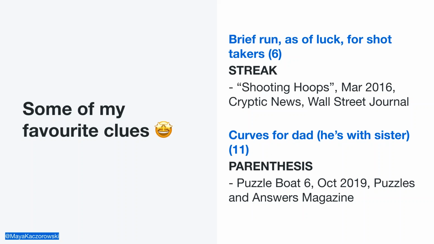The first one here, brief run as of luck for shot takers. This puzzle didn't give the length of the word as there was other wordplay going on, but I'll just tell you it's 6 letters. For shot tells you that the word is shot, that is you scramble the word takers. And you get the word streak, which means both brief run, you know, like in your underwear, and as of luck, like a poker streak. What a good clue. So much going on, so well phrased. I really laughed at brief run because it's something I never would have associated, but so apt once you got it.